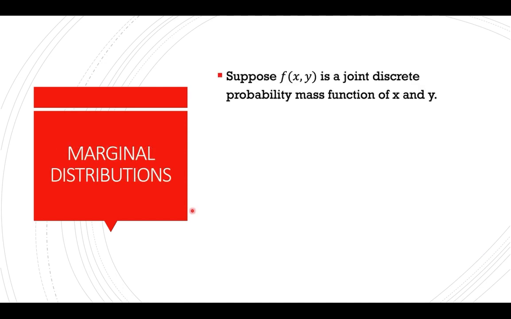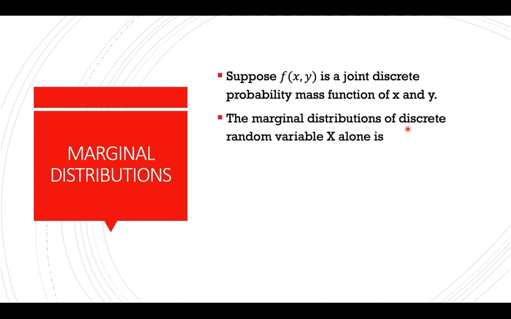Okay, we go to marginal distribution. So marginal distribution is important in finding conditional probability. Suppose f of xy is a joint discrete mass function of x and y. The marginal distribution of discrete random variable x alone will be g of x equals the sum of all f of xy over all possible values of y.